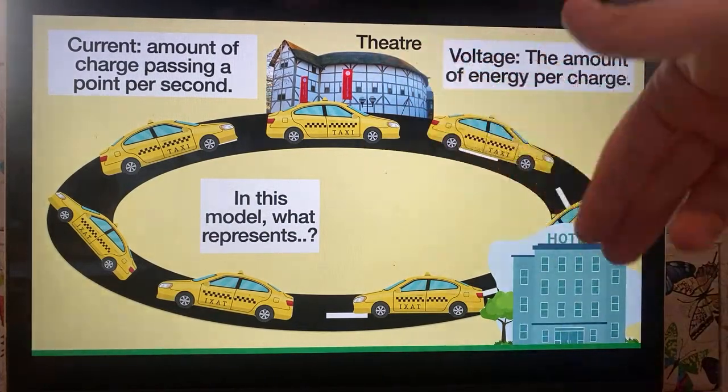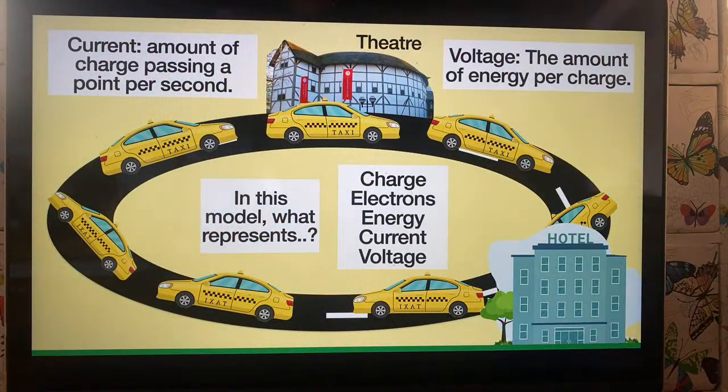In this model of people being picked up from a hotel and taken to the theatre, taxis going back again, can you tell me, it doesn't matter if you can't, maybe this is your first lesson, in which case you definitely won't be able to, but if you've done the previous lessons, what in this model represents charge, what represents electrons, what represents energy, what represents current, and what represents voltage? And if you're feeling super fancy pants and you remember everything that we did last week, what represents EMF and what represents potential difference? If you're new, this will all seem horribly overwhelming and bizarre.